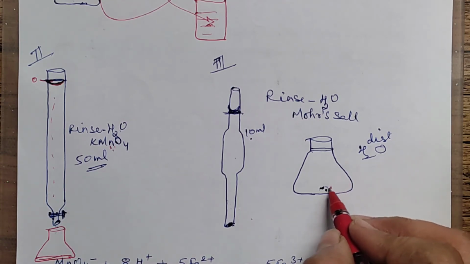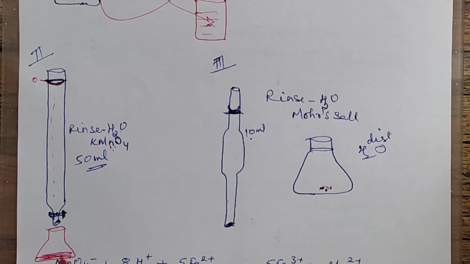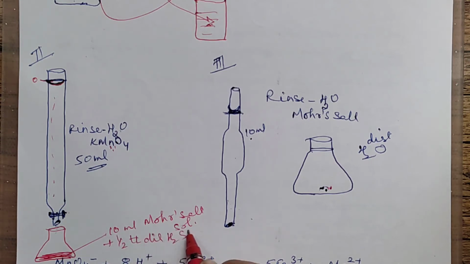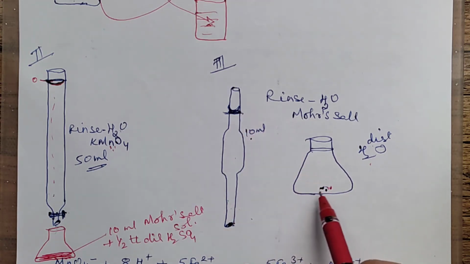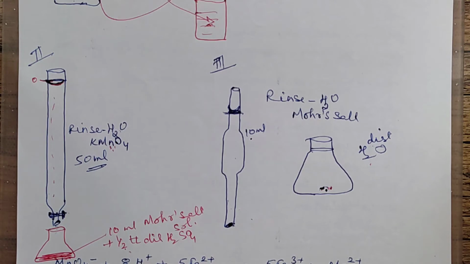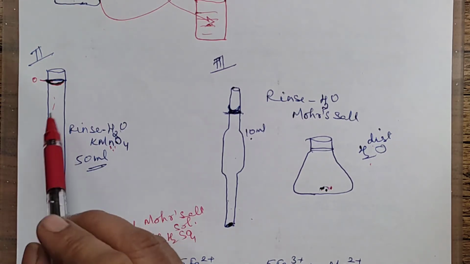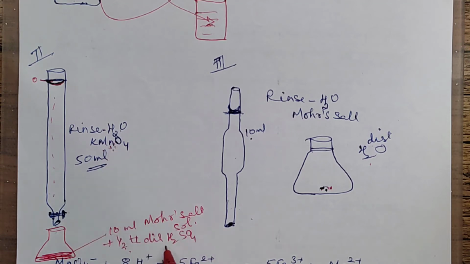Before that, what all things are there in this conical flask? There is 10 ml Mohr salt solution in it. Apart from that, you also add half test tube dilute sulfuric acid. Before titration, you'll have to add it. To the conical flask you have rinsed with water, you have added 10 ml Mohr salt from here, and then you also have to add half test tube dilute sulfuric acid. The purpose of adding dilute sulfuric acid is to provide acidic medium, because this KMnO4 will act as an indicator in the acidic medium.